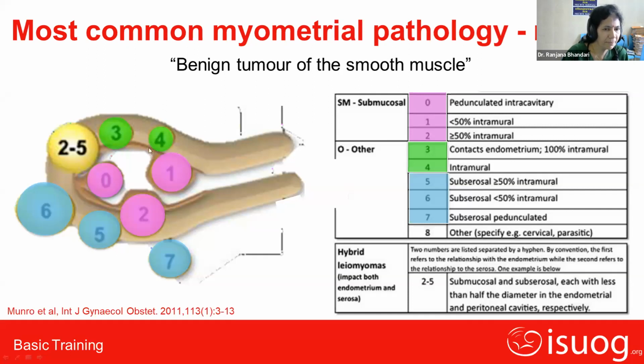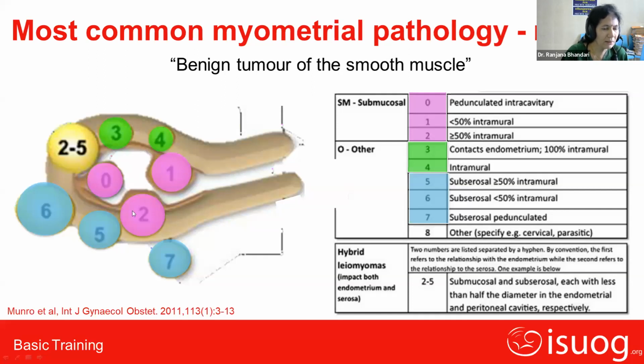Number 1 is, see, now it is attached to the myometrium. All are from the myometrium. We have to remember this, all are from the myometrium. But in 0, it is attached by a small pedunculated stalk. But in case of number 1, it is attached by a very broad stalk. This tumor is less than 50% intramural. It is more in the endometrial cavity and very less in the myometrium. So this will be called number 1. It is less than 50% intramural.